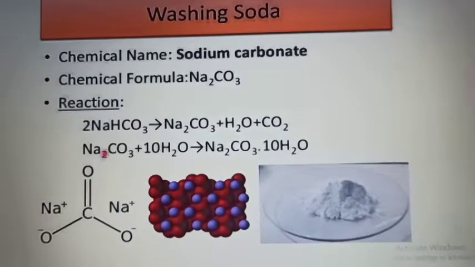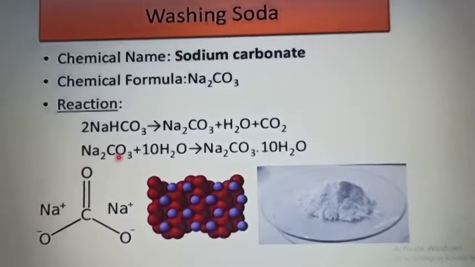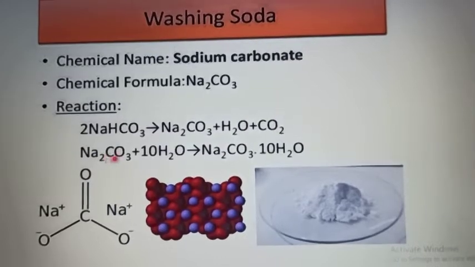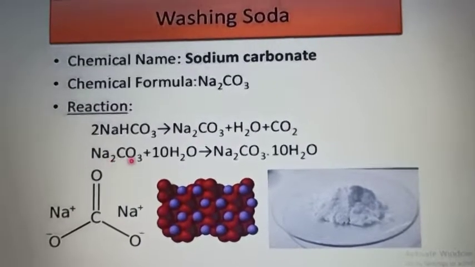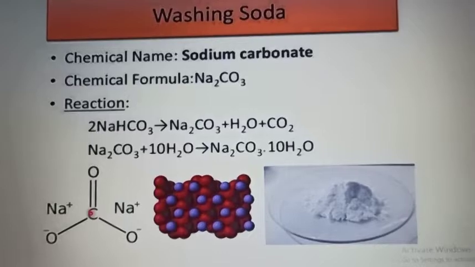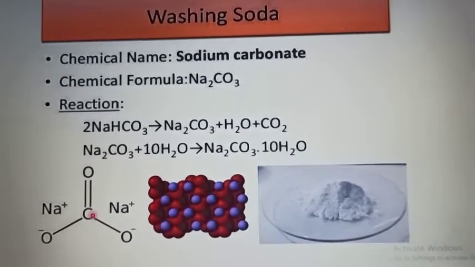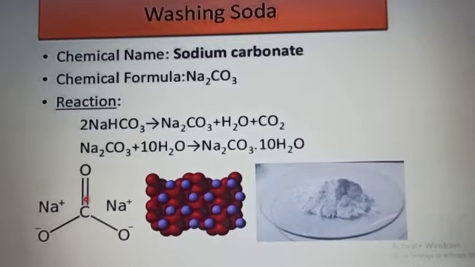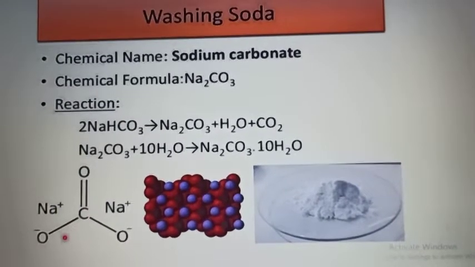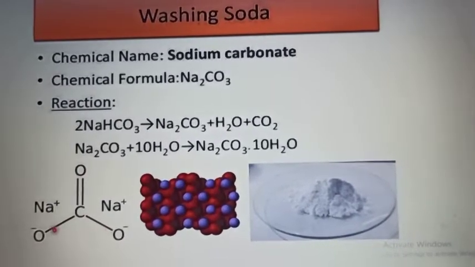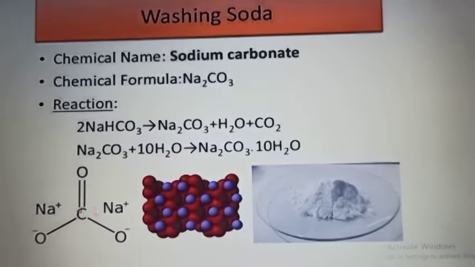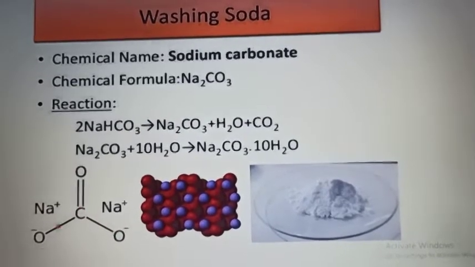And the formula for sodium carbonate is Na2CO3. How this is arranged, you can see Na2 plus ions and then C, and with C you can see with a double bond this O is connected, and with two single bonds two oxygen atoms are there. So this is Na2CO3.